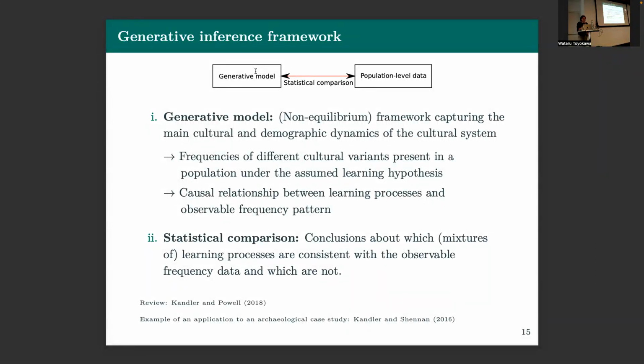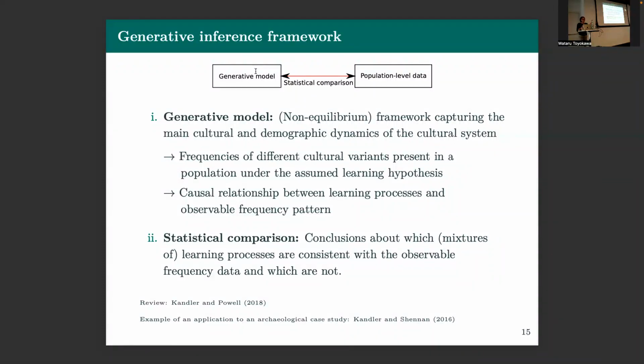So how does it work? Well, it consists of two components: the generative model and a statistical comparison. The generative model should be designed as a non-equilibrium, ideally, framework, capturing the main cultural and demographic dynamics of the cultural system considered. But importantly, it has to be a model which is comparable to my data. So the model has to produce output which we can compare to the data we are actually having. In our case, our model has to generate frequencies of the different cultural variants present in the population under a specific social learning hypothesis.